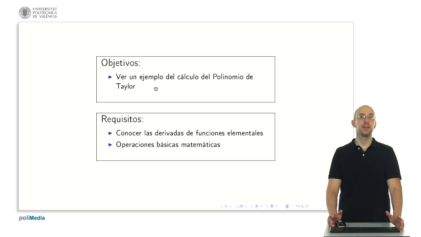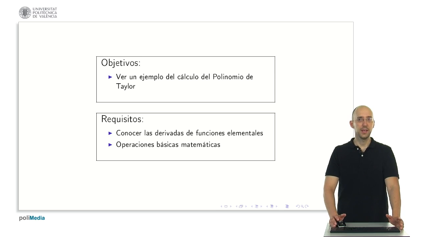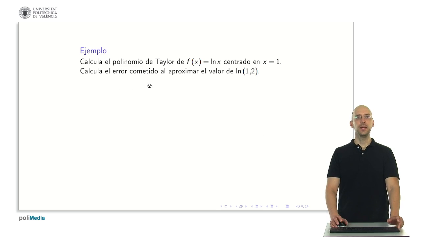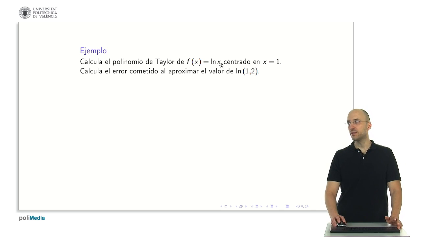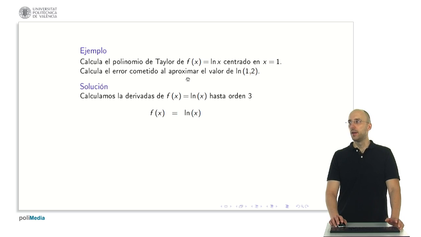The requirements are simply knowing the derivatives of elementary functions, such as quotients and the natural logarithm, and some basic mathematical operations. Let's compute the Taylor polynomial for the natural logarithm of x with the center at x equal to 1. We will also determine the error involved in approximating the value of the natural logarithm of 1.2. To begin with, we will calculate, even though it's not explicitly stated, up to the third order.